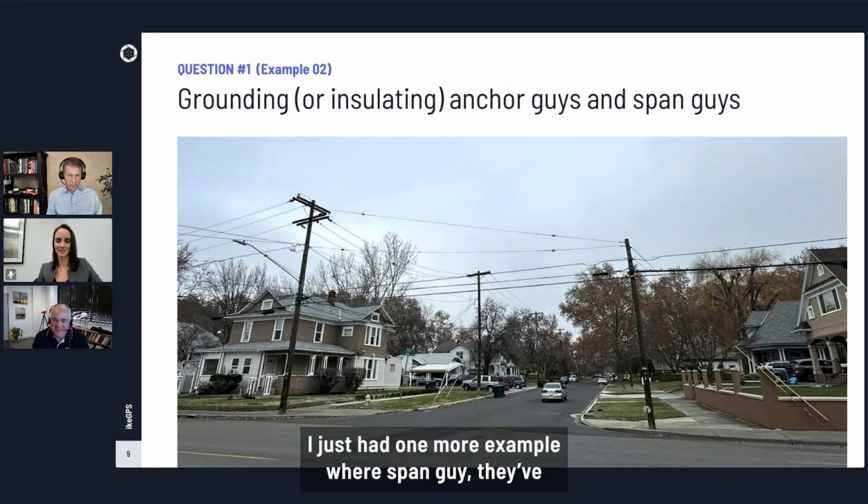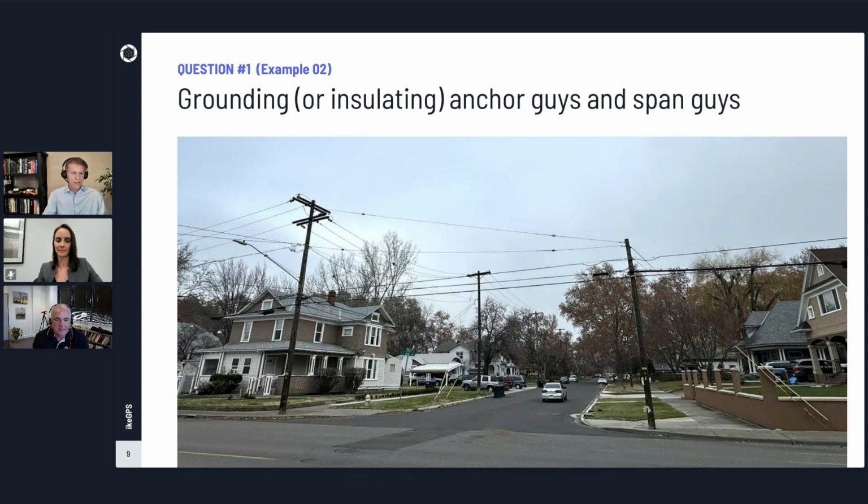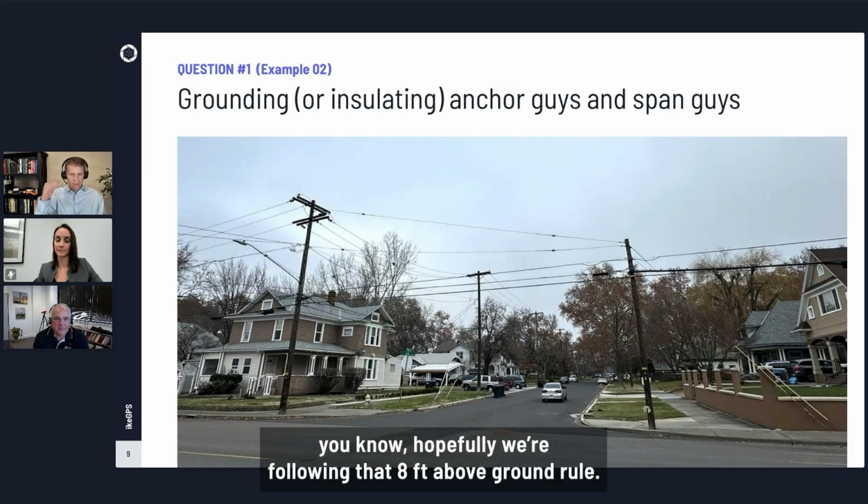I just had one more example, where on a span guy they've got insulators at both sides, so that if something happens and it flips around, hopefully we're following that 8 foot above ground rule.